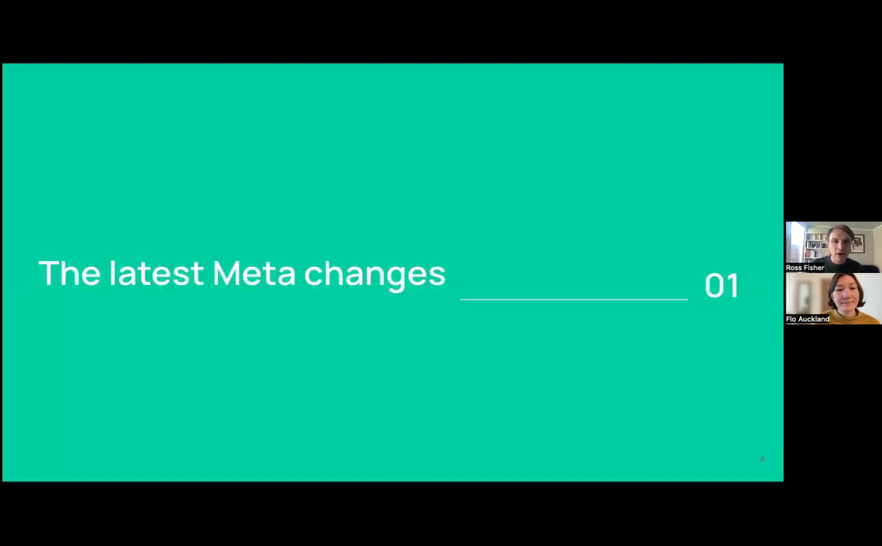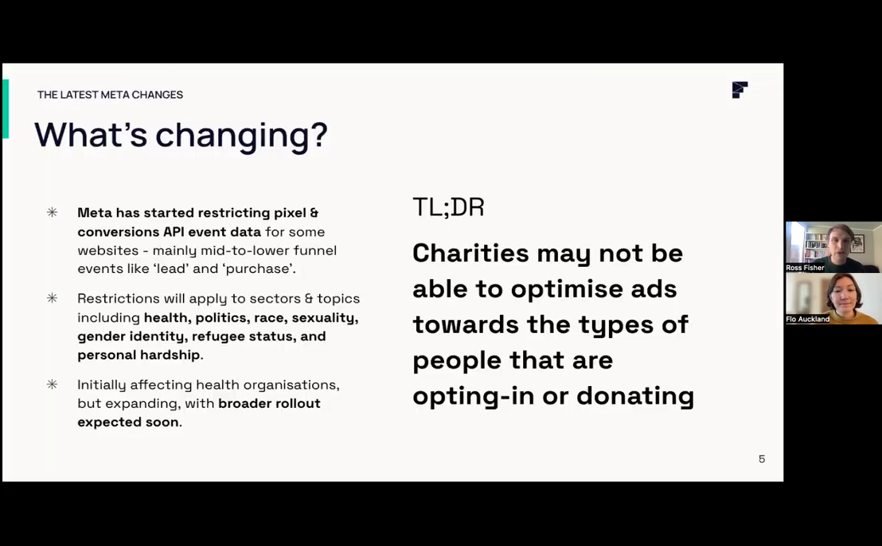But first up, we thought it'd be good to set out what the changes are and what they mean. Since January, the start of this year, Meta, as usual without giving us a great deal of heads up, they always like to keep us on our toes, started restricting pixel and conversions API event data for some websites. At the moment, that's mainly websites with health related content.